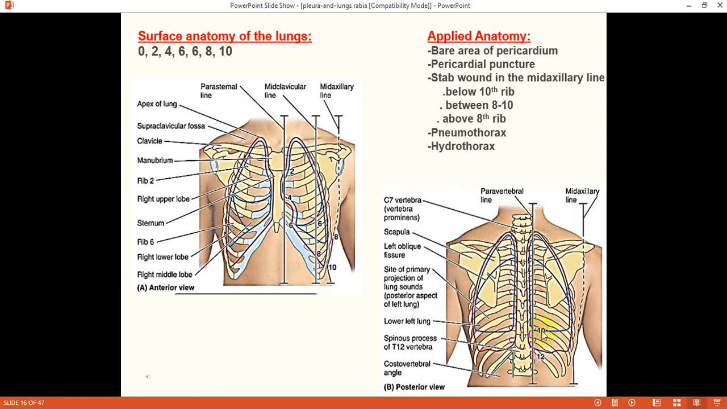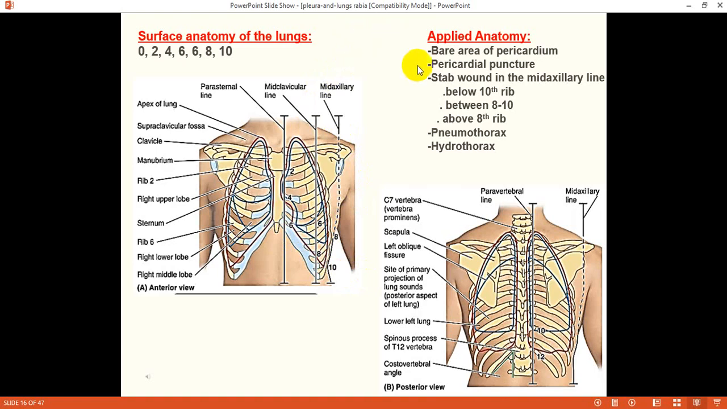So here it ends posteriorly 2 centimeter lateral to the 10th thoracic spine, and from here onwards, we trace the posterior border, which is traced from here to the apex. Due to the difference between the lines of reflection of pleura and lungs, there are some areas where the pleural cavity is devoid of lungs during expiration.